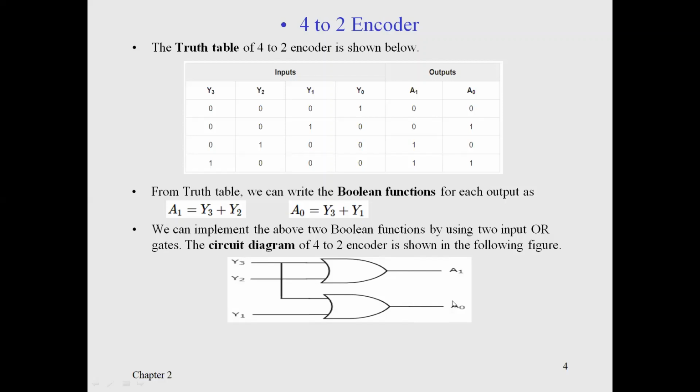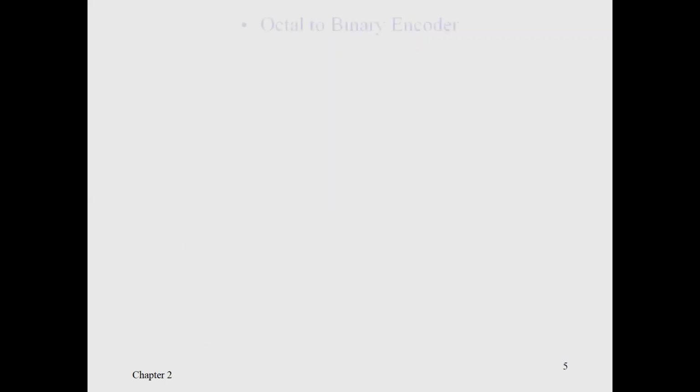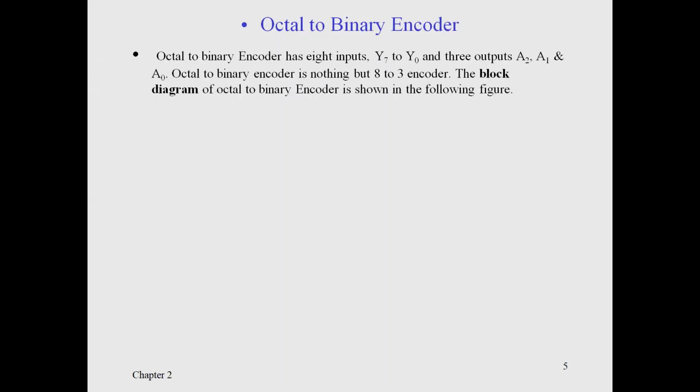So in this way we can obtain the circuit of 4:2 encoder. The above circuit diagram contains two OR gates. These OR gates encode the 4 inputs with 2 bits. So the second case is octal to binary encoder. Octal to binary encoder has 8 inputs, Y7 to Y0, and 3 outputs, A2, A1, and A0. So octal to binary encoder is nothing but 8 to 3 encoder. The block diagram of octal to binary encoder is shown in the following figure.